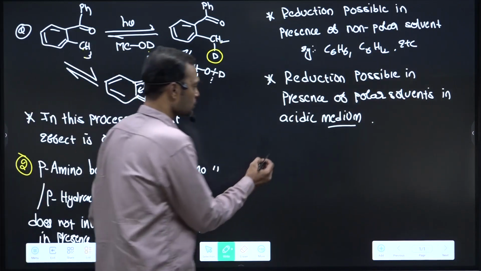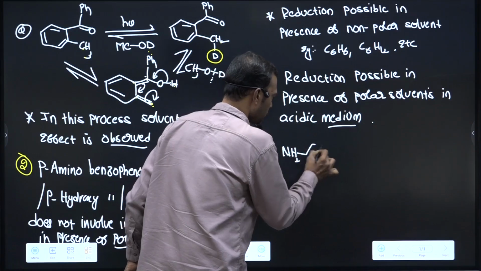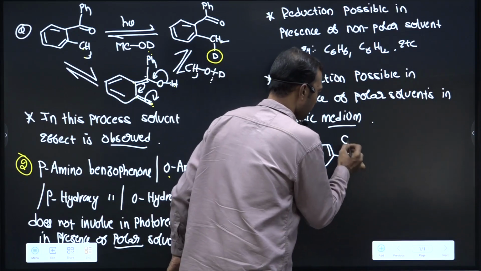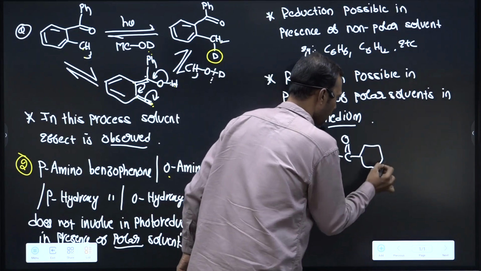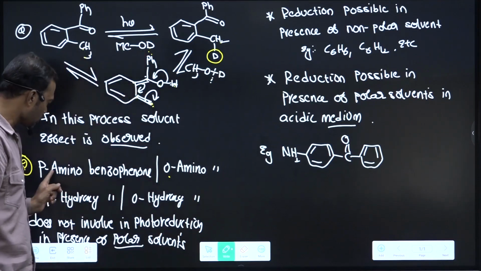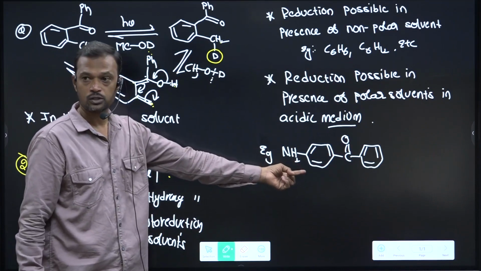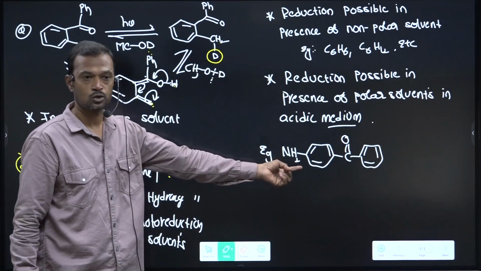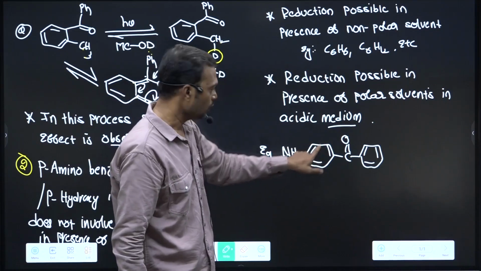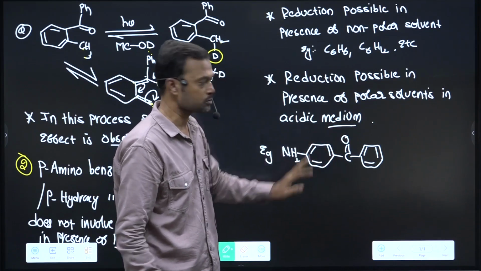So the best example is this one. See, I will show this. Here I am writing an amine group. And see, this is called para-amino benzophenone. In place of amine, if I write hydroxy over here, what is it? Para-hydroxy benzophenone. If I write this amine over here, ortho-amino. If I write hydroxy here, ortho-hydroxy. Same, all functional groups are the same.